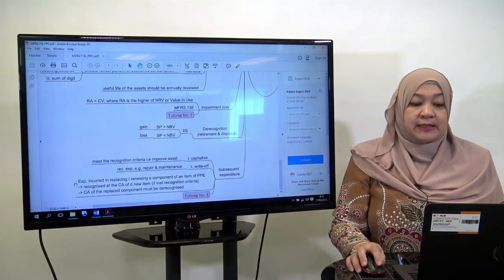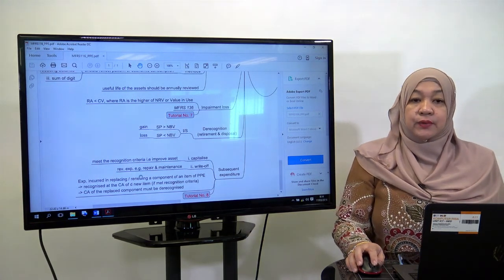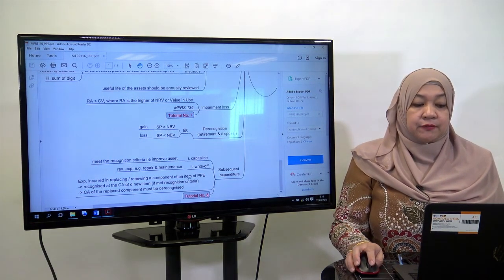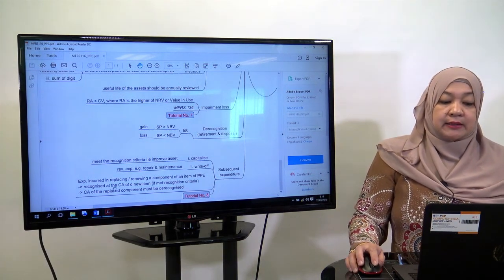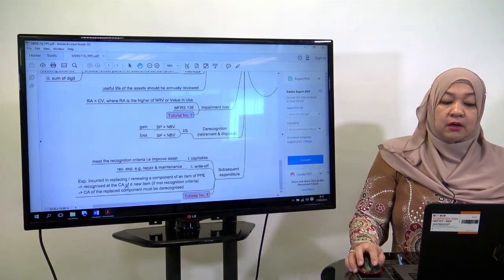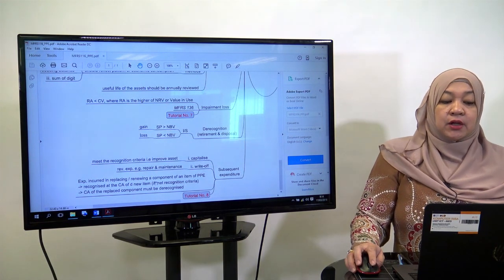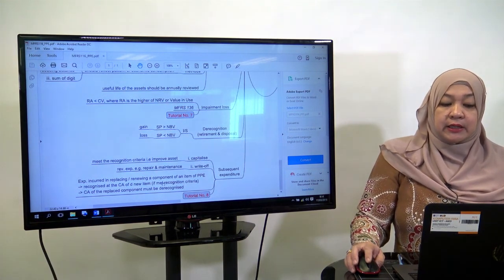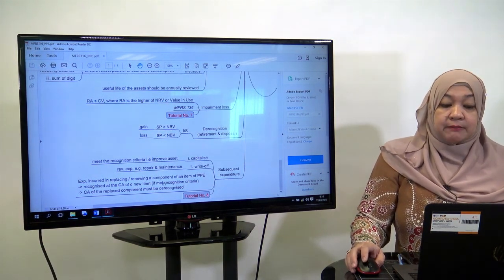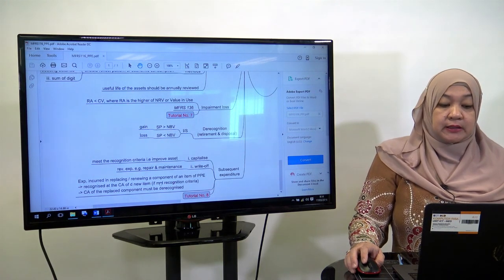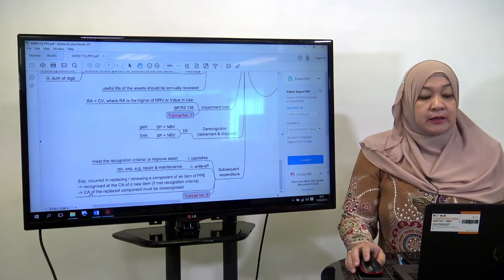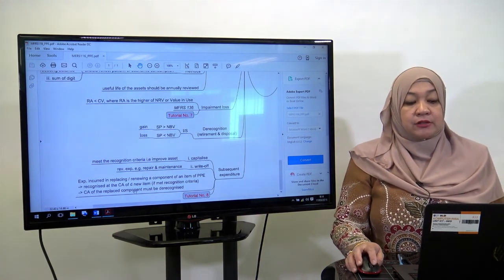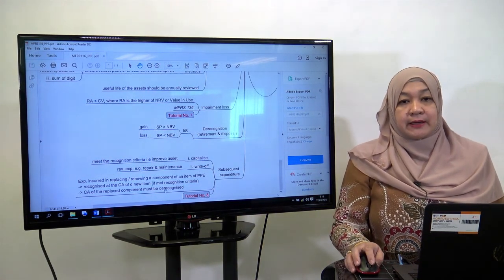Now expenses incurred in replacing or renewing a component of an item of PPE, we will recognize at the carrying amount of the new item, meaning that we are going to capitalize it because it is of capital nature. Alright. However, the carrying amount of the replaced component must be derecognized.